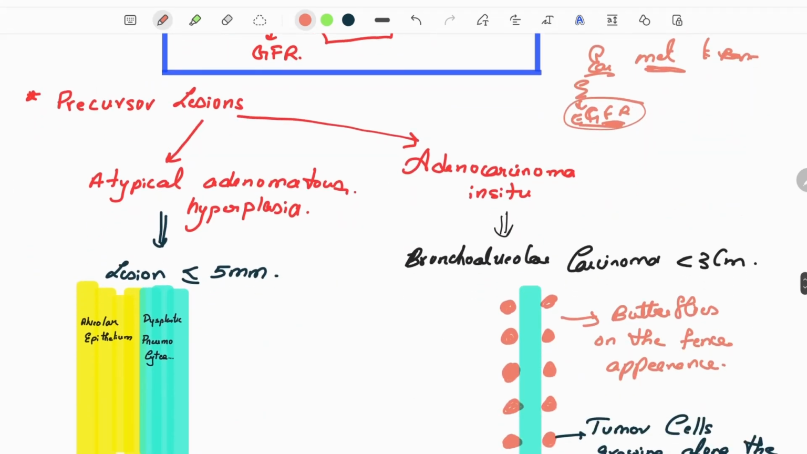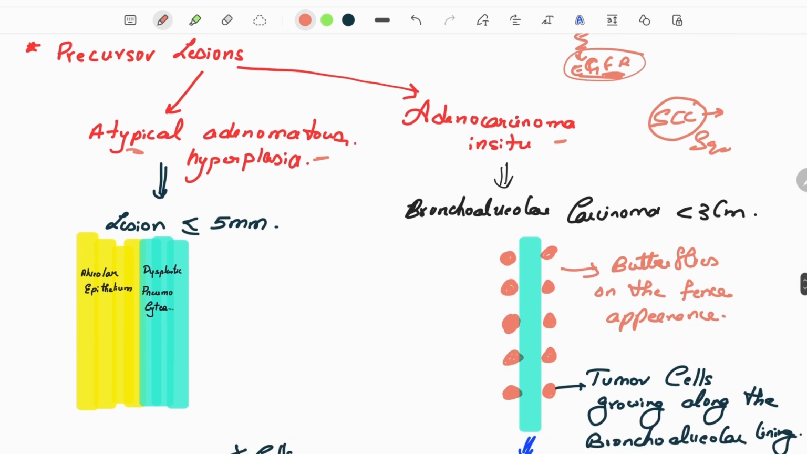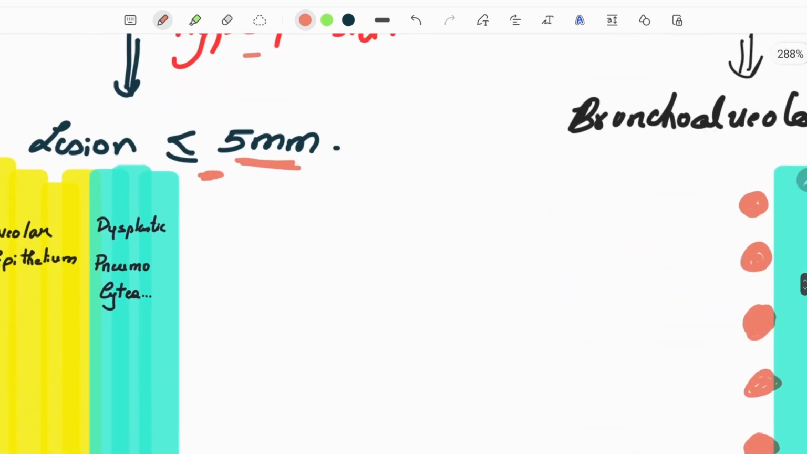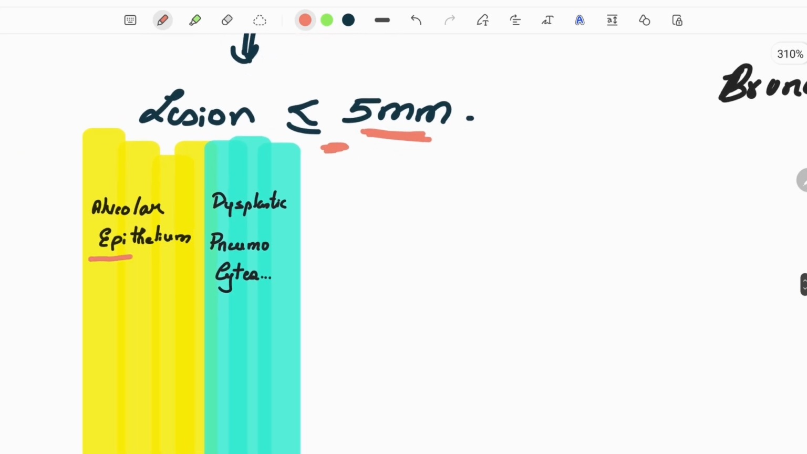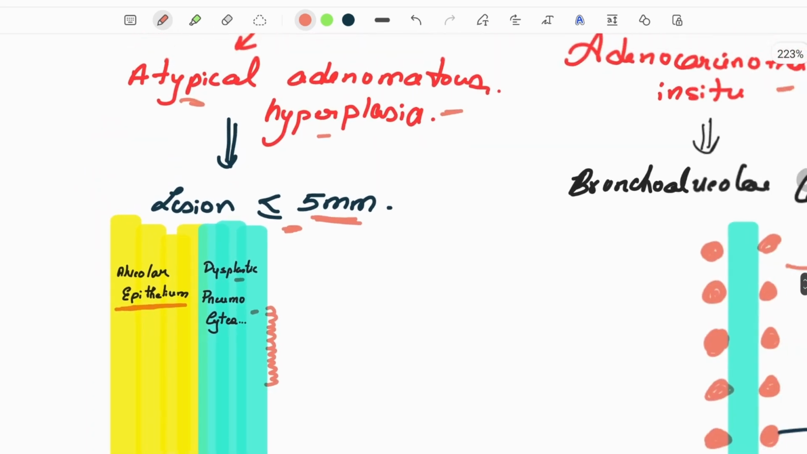The precursor lesions are very important. Here, the precursor lesions are atypical adenomatous hyperplasia and adenocarcinoma in situ. Let's discuss them one by one. Atypical adenomatous hyperplasia: these are lesions below 5 millimeters in the alveolar epithelium. Here you can find dysplastic pneumocytes. The pneumocytes are dysplastic, with no proper maturation. Hence this is called atypical adenomatous hyperplasia.